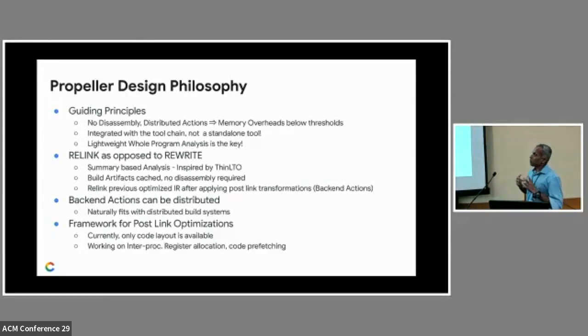Then to reduce the overheads of this whole program action, we were inspired by ThinLTO, and we use summary-based analysis, where we collect summaries from all of the modules and then distribute them into each of these modules when actually building each of them. So relinking previously optimized IR after applying post-link transformations, we call these backend actions, can easily be distributed across the various build machines. We also wanted to build Propeller as a new paradigm for post-link optimizations. We've currently shown how we could do code layout, and we are working on other things like interprocedural register allocation and code prefetching.